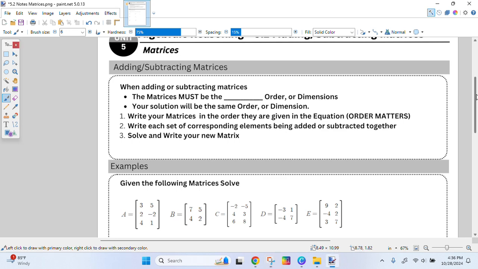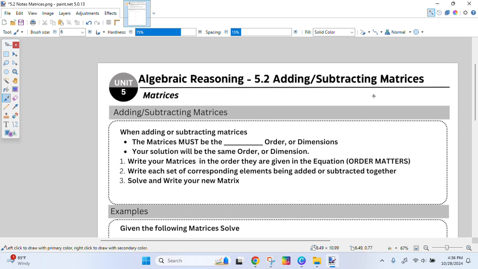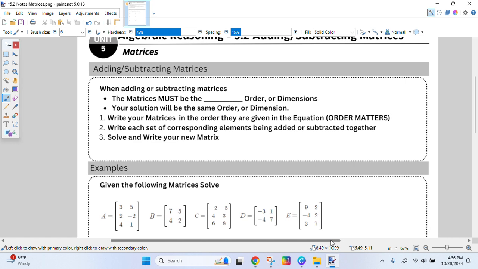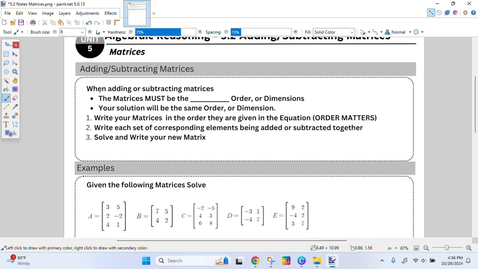Guys, so today we are looking at how to add and subtract matrices here in algebraic reasoning. Some key things I want to point out about adding and subtracting matrices. The first, and this is the most important, is the matrices that we're adding or subtracting must be the same order. They must be the same dimensions, okay? I can't take a 2 by 2 and add it to a 3 by 3, or a 1 by 3 to a 2 by 3. They have to have the same number of rows and the same number of columns.